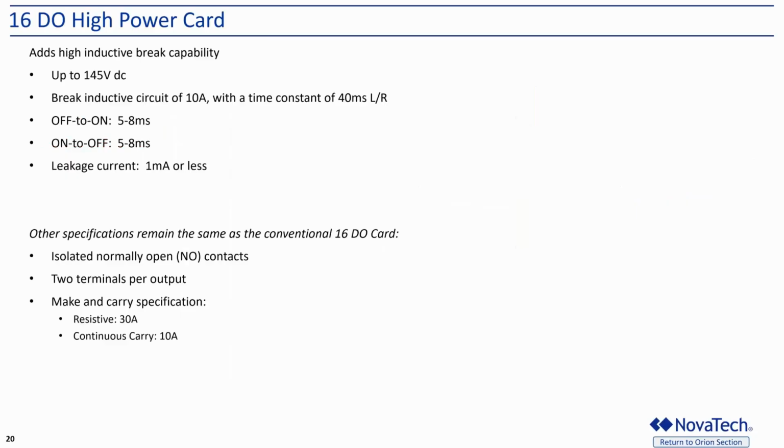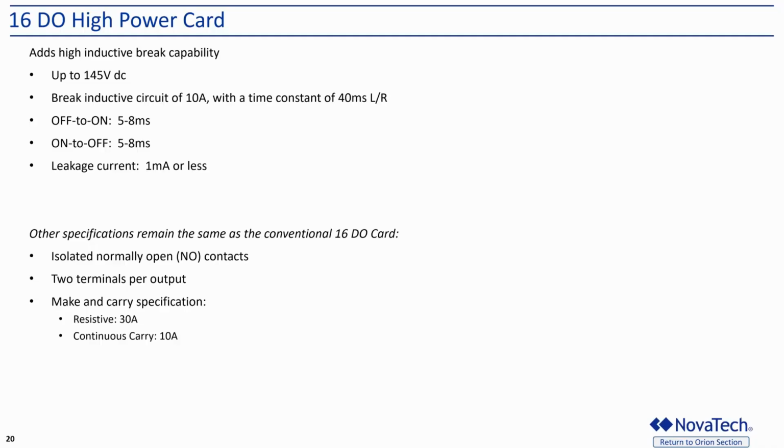If we talk about the discrete output power, the 16 discrete output high power output card, I just wanted to make sure you got that we mentioned that that particular card has inductive break capability up to 140 volts DC. Break inductive circuit of 10 amps with a time constant of 40 milliseconds L over R. And notice the off to on to off times of 5 to 8 milliseconds. It's also important to mention it's got a little bit of leakage current, about 1 milliamp or less.